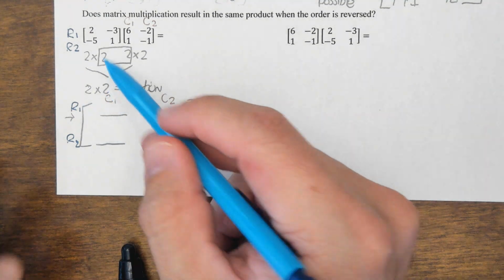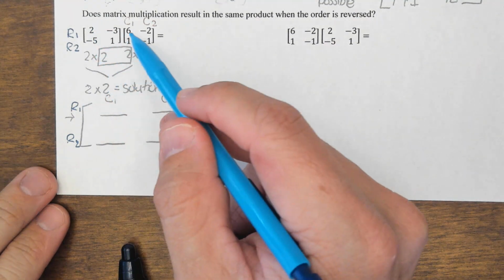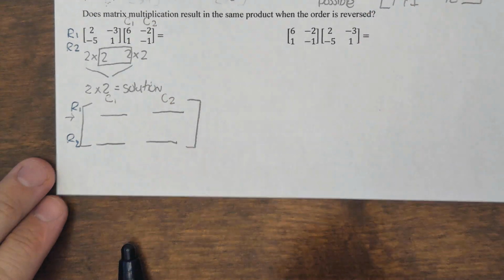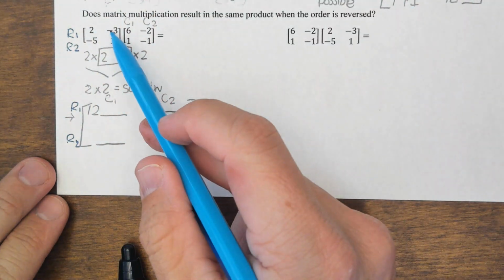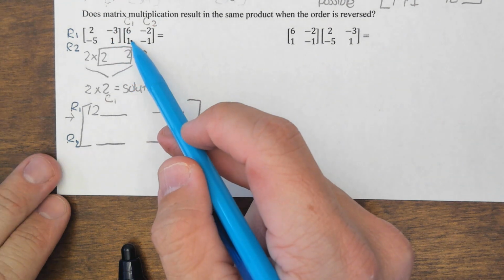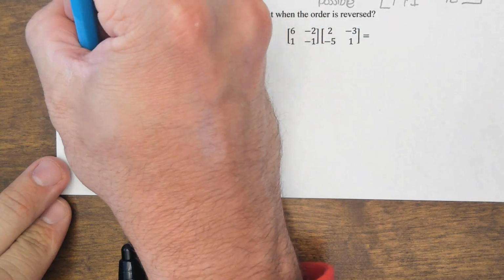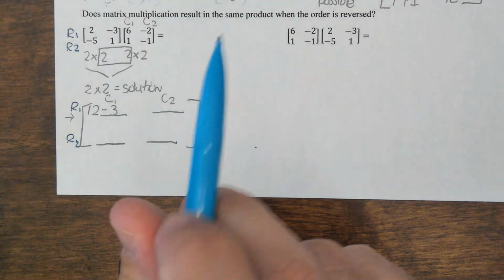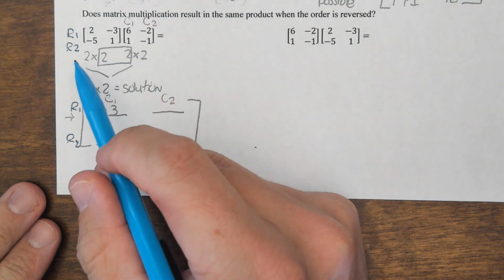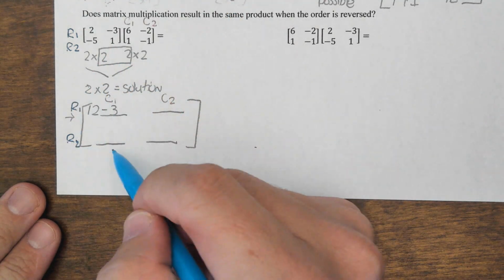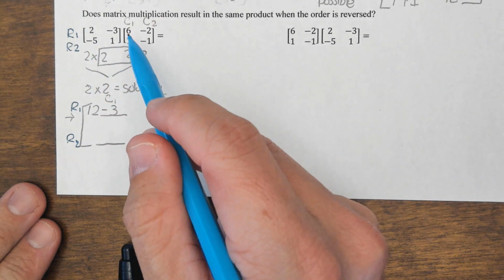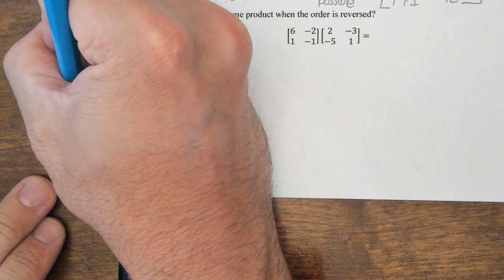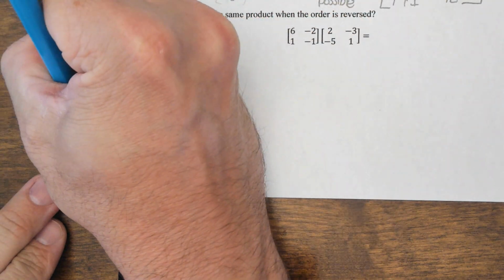And so that means this first line right here is going to be row 1 times column 1. So the first element in row 1 times the first element in column 1, that's a 2 times 6. So we get 12. The second element in row 1 times the second element in column 1, so negative 3 times 1, so minus 3. So we get 12 minus 3. Now we're looking at row 2, column 1. So the first element in row 2 is a negative 5 times the first element in column 1 is a 6. So negative 5 times 6, that's a negative 30.